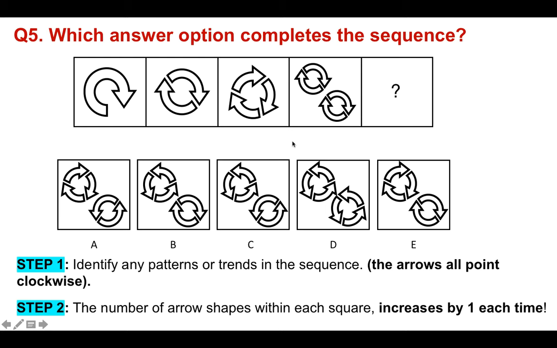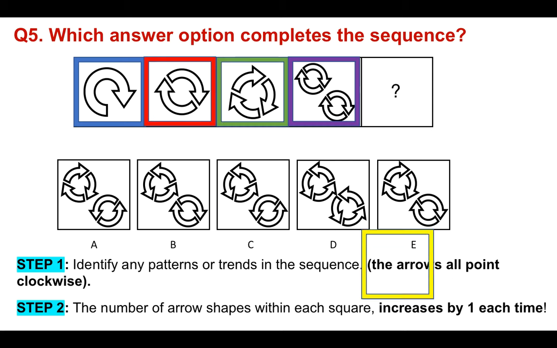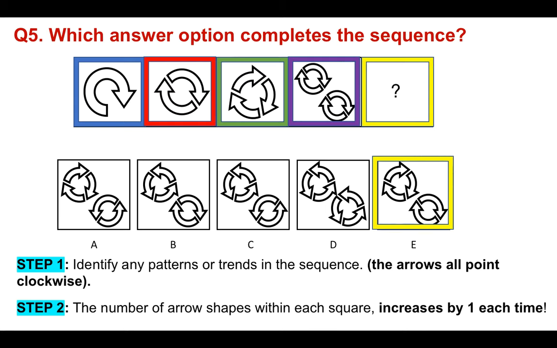And the second part, step 2, is the number of arrow shapes within each square actually increases by 1 each time. So if we look there, we've got 1 arrow going clockwise, then we've got 2 which are both going clockwise, 3 clockwise, 4 clockwise. So there would need to be all arrows, 5 of them going clockwise, and the only option from A, B, C, D, or E is E. So you can see there that there are 5 all rotating clockwise, so the correct answer is E.